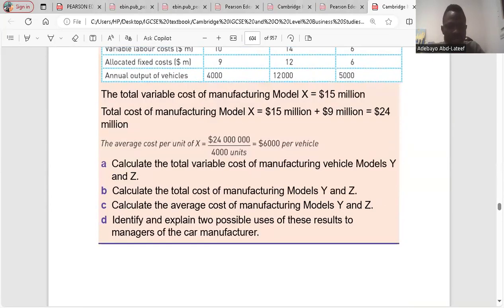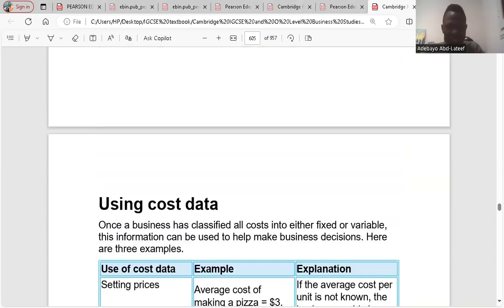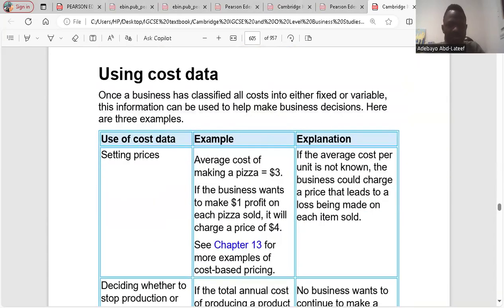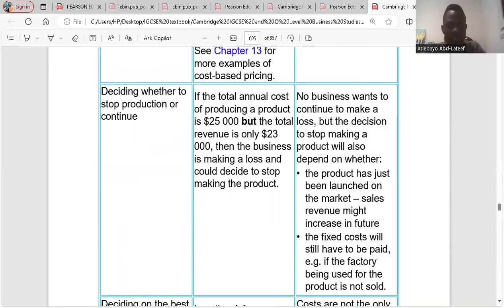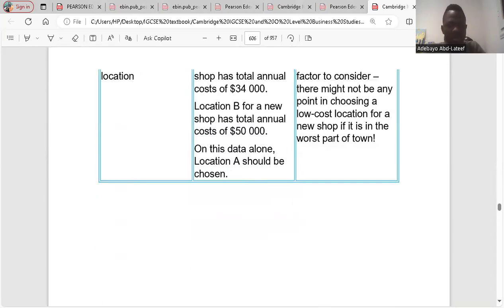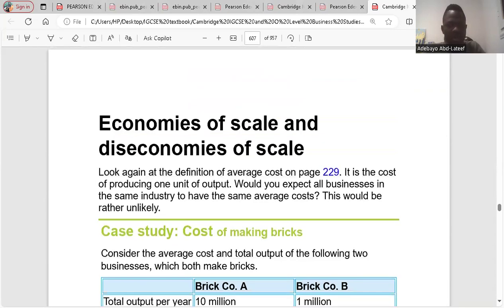So we just go down and we have different calculations here. I think that's all about cost anyway.